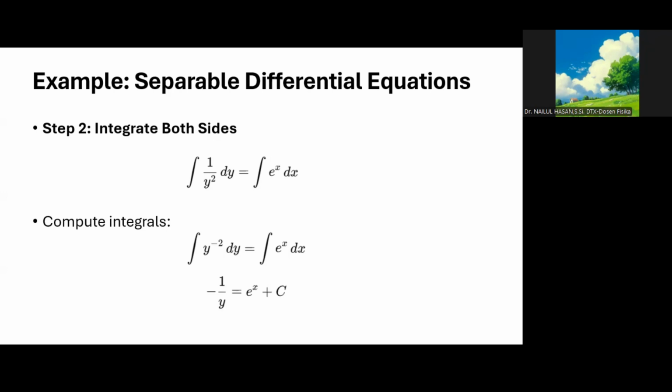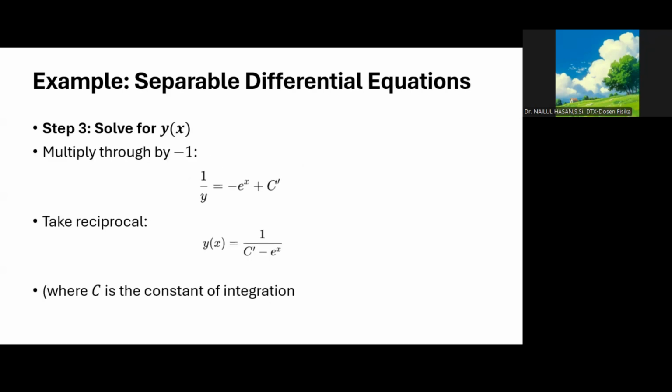We can solve for y here, and the constant c depends on the initial conditions. If we have x equals 0, what is y here? It will give you the value of the constant. So step 3, solve for y as a function of x. We can get y as a function of x here, and c is the constant of integration.